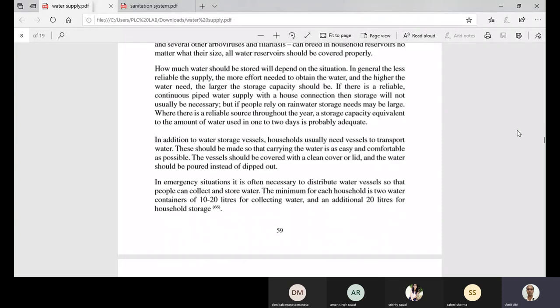So how much water should be stored? That depends on the situation: how much is the water requirement, how much water is available in the area, and the frequency of water availability. Piped water supply may be available, but only for one hour or half an hour once a day. Then storage becomes mandatory. In other areas where there is a more frequent supply from the piped water supply, this is not a big consideration. Such a big storage unit is not needed, and a smaller storage unit will be sufficient.